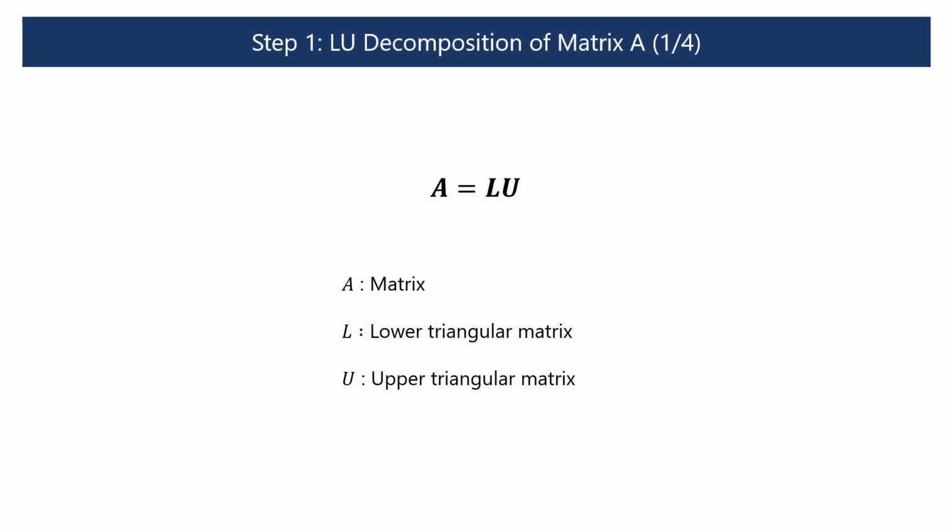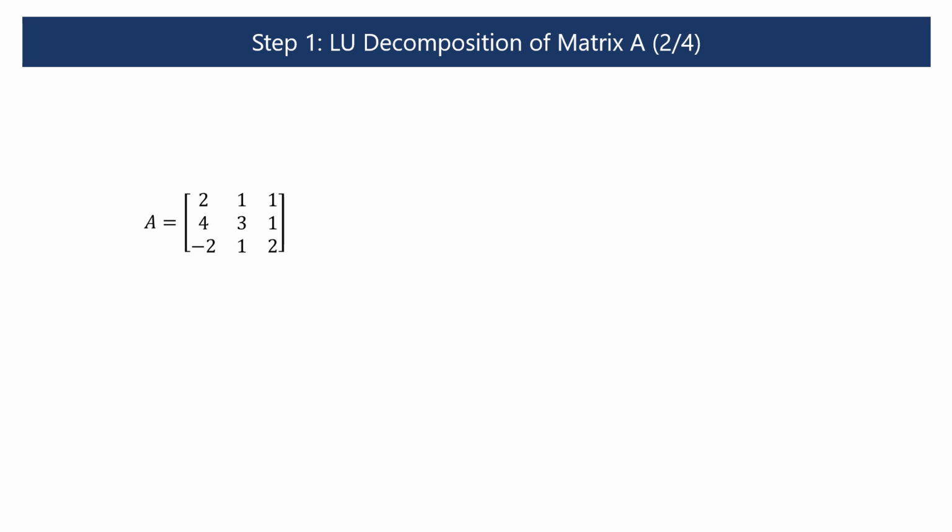The first step is LU decomposition of matrix A. As I mentioned earlier, LU decomposition expresses the matrix A as the product of two matrices, A equals LU, where L is a lower triangular matrix, and U is an upper triangular matrix. We have already known each element of the matrix A. As I mentioned, A equals the product of L and U.